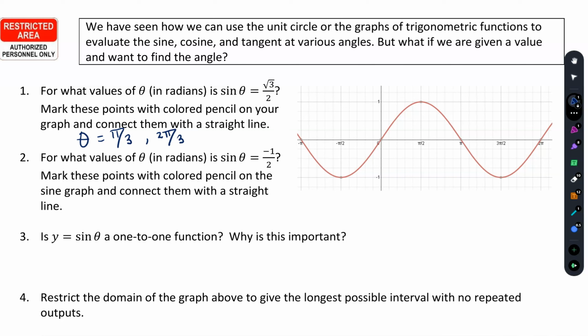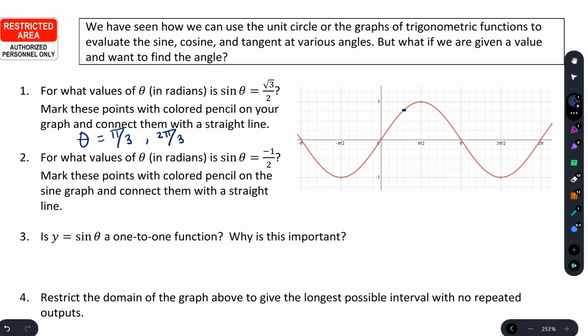So where do you think square root of 3 over 2 lies? If you plug square root of 3 over 2 in your calculator, what do you get? It's a decimal value, so what is it? I just don't know it off the top of my head. 0.866. So that's where? About right here, do you think?